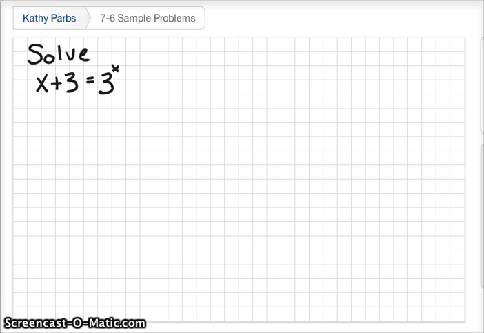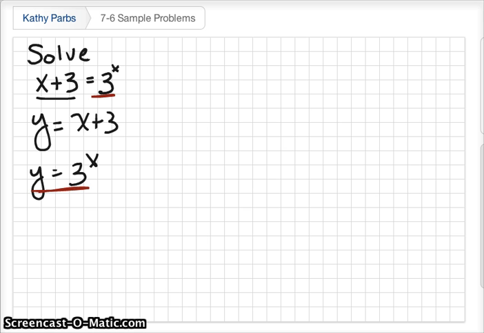Okay, in this problem we want to solve x plus 3 equals 3 to the x. And the easiest way to solve this is actually to graph it. And we're going to set up two graphs. We're going to make one y equals x plus 3, which would be a straight line. And our other graph would be y equals 3 to the x. So we use each half of the equation to set up a graph.